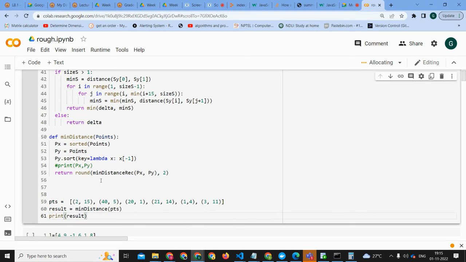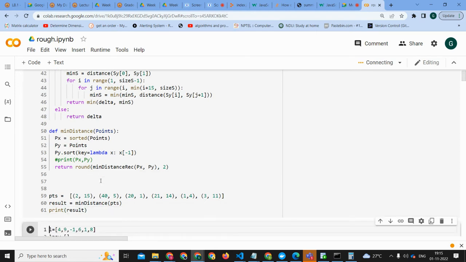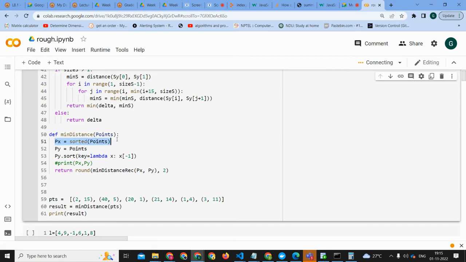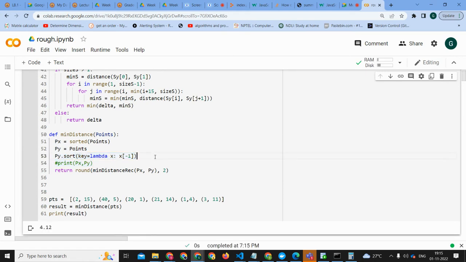Yeah, so I'm just running this once. So we are sorting the points. P of x equal to sorted points. P of y is nothing but the same points. Okay, is it already sorted or nothing is happening there? Okay, they are also sorting it. P of y, they are sorting it based on the second value of the tuple.